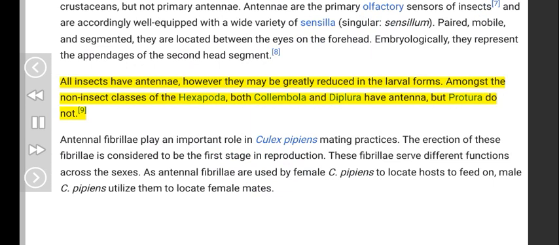Amongst the non-insect classes of the Hexapoda, both Collembola and Diplura have antennae, but Protura do not.